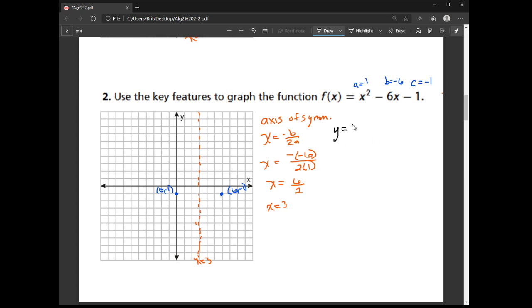So I'm going to take that 3 and plug it into our function to find our vertex. So I have 3 squared minus 6 times 3 minus 1. So 3 squared is 9. 6 times 3 is 18. So this gives me a -10 for my y value. So my vertex is at 3, -10. Which happens to be right here where I decided to write something. That's some poor planning on my part, but it'll be alright.